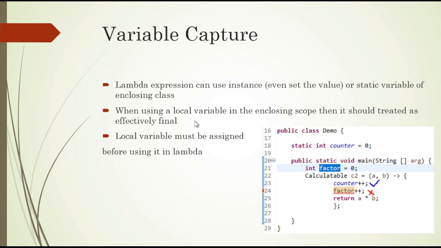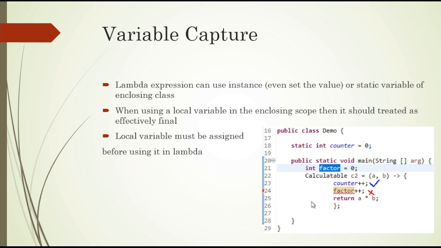The local variable used within the lambda body has to be treated as effectively final. That is, if the variable refers to a primitive, it should not be updated, or if the variable points to an object, it cannot be reassigned. And one more thing we need to take care of is that it should be initialized before using it inside the lambda body. These situations are clearly described in the screenshot.